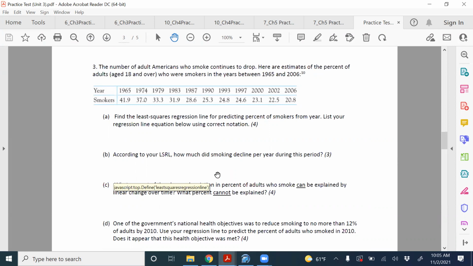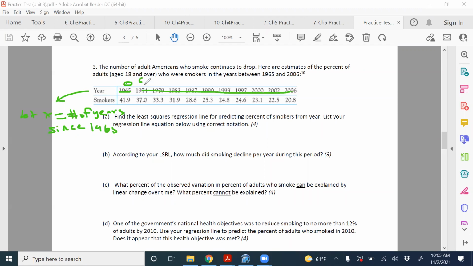What I probably will do, just because it might seem a little off using 1965, is let X equal... It's up to you, actually. I don't really care if you let X equal the actual year. But sometimes it's good to let X equal the number of years since a certain year. So let X equal the number of years since 1965. That way, the y-intercept makes more sense for us. So it'll be 0.